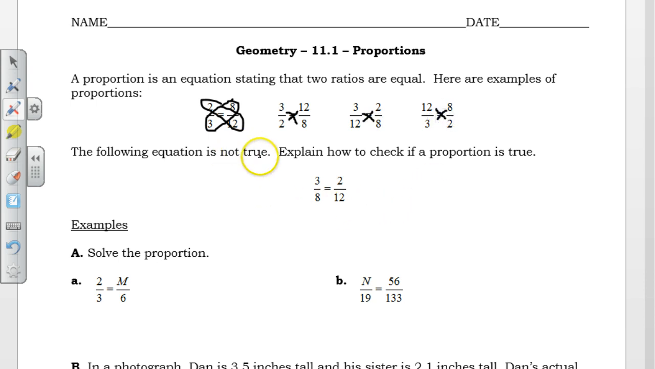Here's one that's not true. And I can check 2 times 8, and that is 16. And 3 times 12, and that is 36. So that is not true.